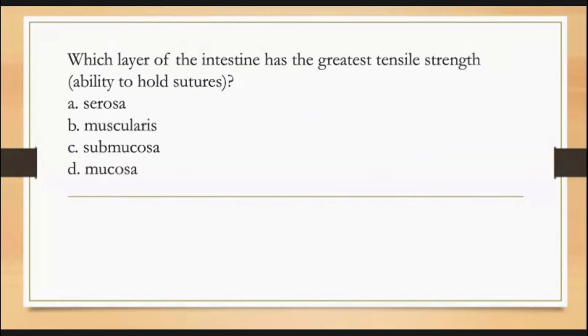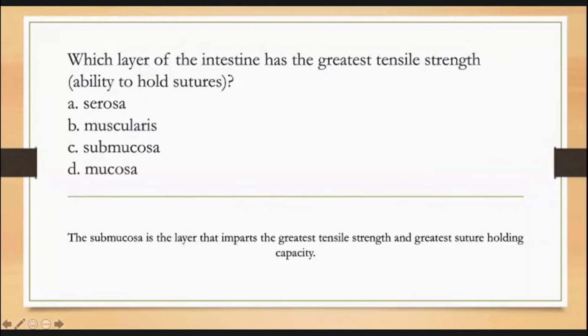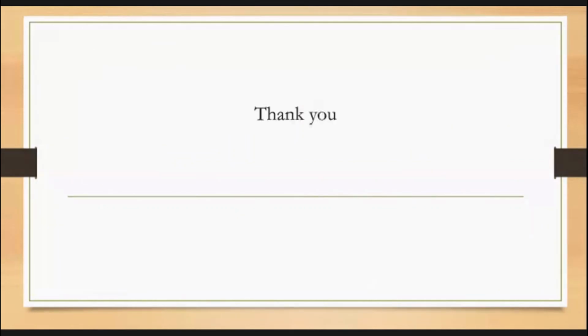Okay, which layer of the intestine has the greatest tensile strength? This layer should really be included in your sutures or in your anastomosis. Letter C, submucosa. Yes, Doc. Correct. The submucosa is the layer that imparts the greatest tensile strength and the greatest suture holding capacity of the bowel. So you remember that. It's not the serosa, it's not the muscularis, but the submucosa. Okay, so that was my last slide.